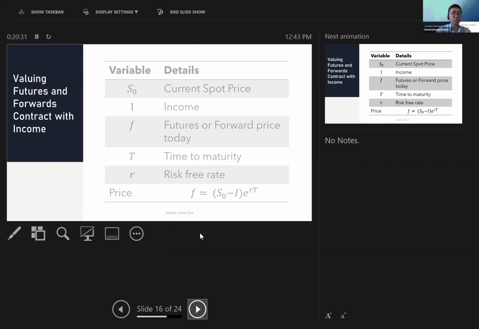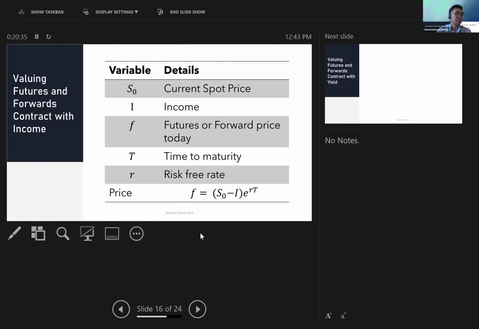Valuing futures and forward contracts with income. Sometimes the asset has an income, for example dividends or any cash flow that you can get from the asset itself. Because income is priced negatively in this calculation, you need to subtract the income from the current spot price. So the calculation is slightly different. You just have spot price minus your income, multiplied by e to the power of R times T.